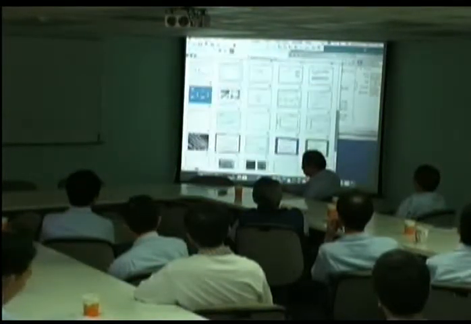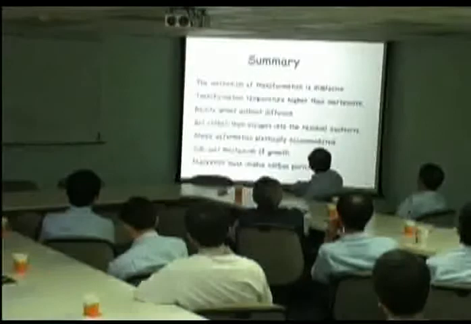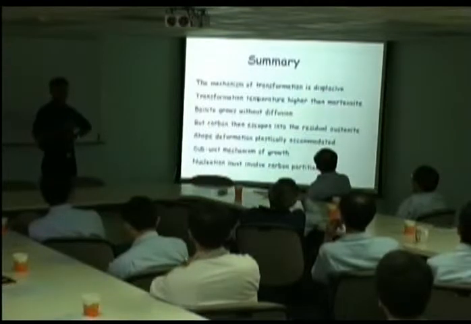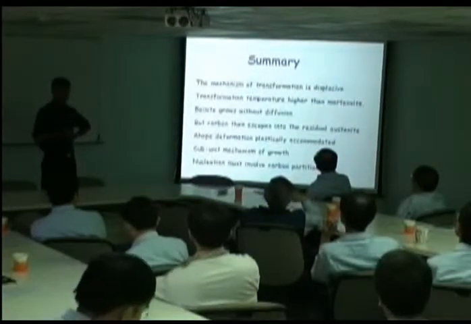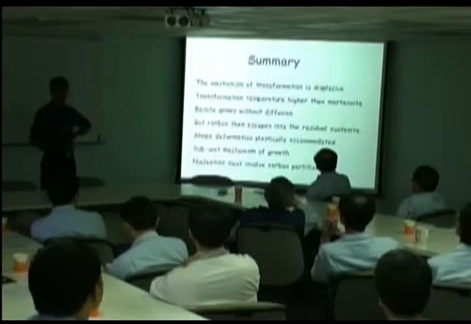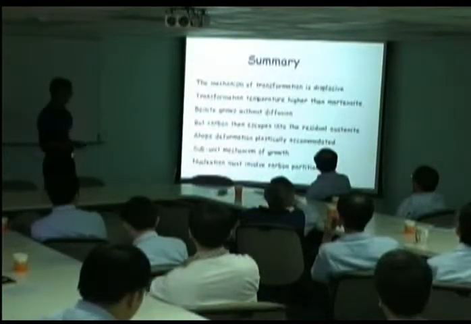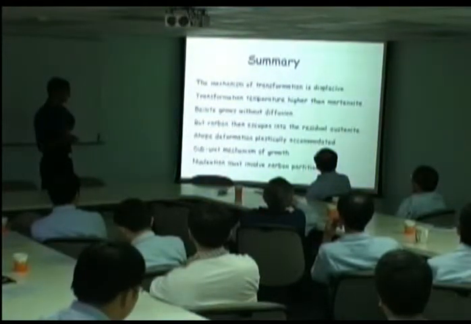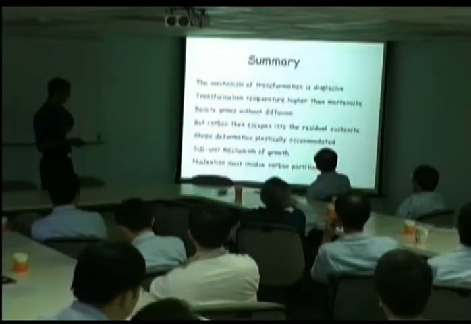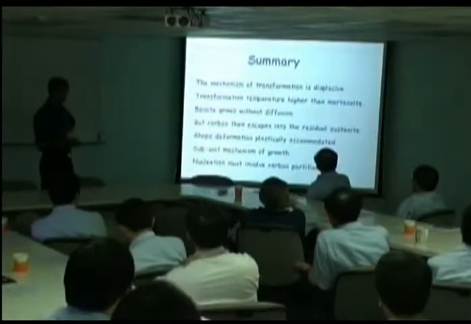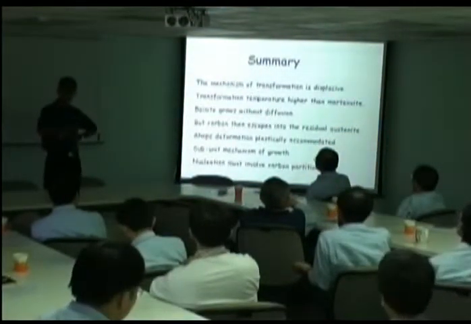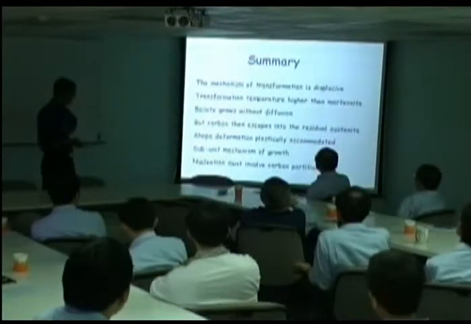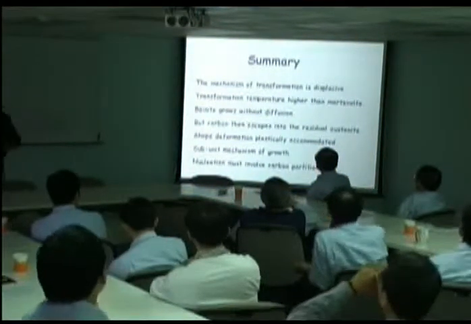Right, I've explained to you the mechanism of bainite, that it is a displacive transformation. These arguments about diffusional and displacive are very silly. You can see the displacements in front of your eyes. There's no question it's a displacive transformation. Transformation temperature is higher than martensite, it grows without diffusion, but carbon escapes into the austenite. The shape deformation is plastically accommodated. That means it causes deformation of the adjacent austenite. And that's why we have this subunit mechanism of growth, and nucleation must involve partitioning.